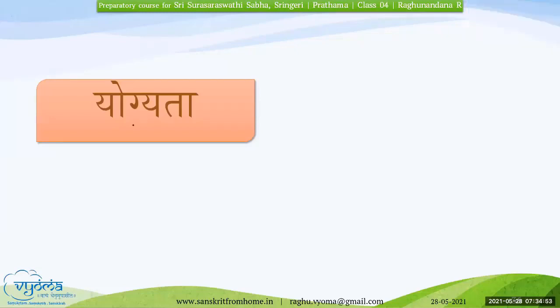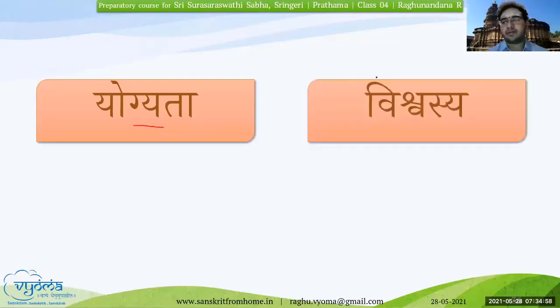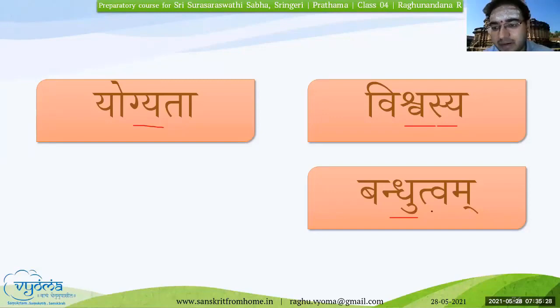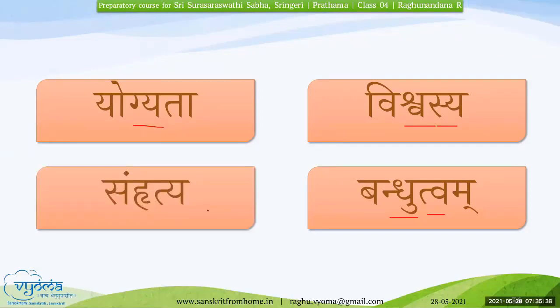Yogyata. Gya, g plus y. Very good. Vishwasya. Sh plus v. Sya, s plus y. Very good. Bandhutvam. Dhu, n plus dh plus u. Anantaram, tva. T plus v. Okay. Next one. Samhritya. H plus r. Anantaram, tya. T plus y.